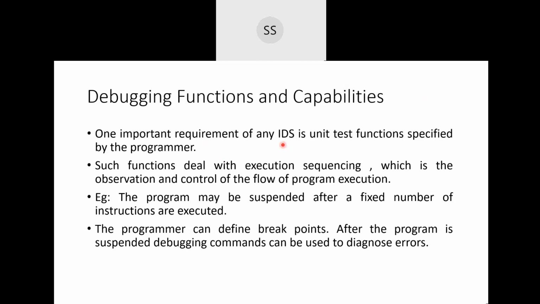One important requirement of any IDS or interactive debugging system is unit test functions, which is specified by the programmer. That is, when you are writing a program, you have several modules, isn't it? So for those small units, what do we do? We perform tests, just to see whether it is working correctly or not. Such functions deal with execution sequencing, which is the observation and control of the flow of the program execution.